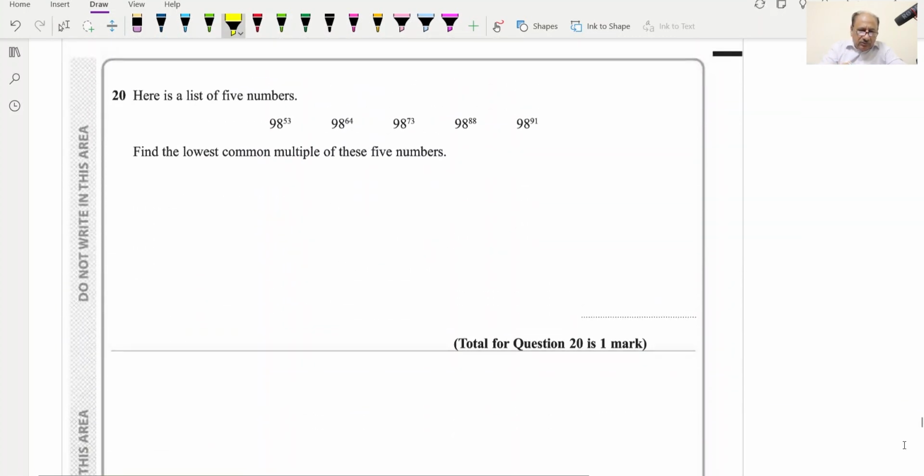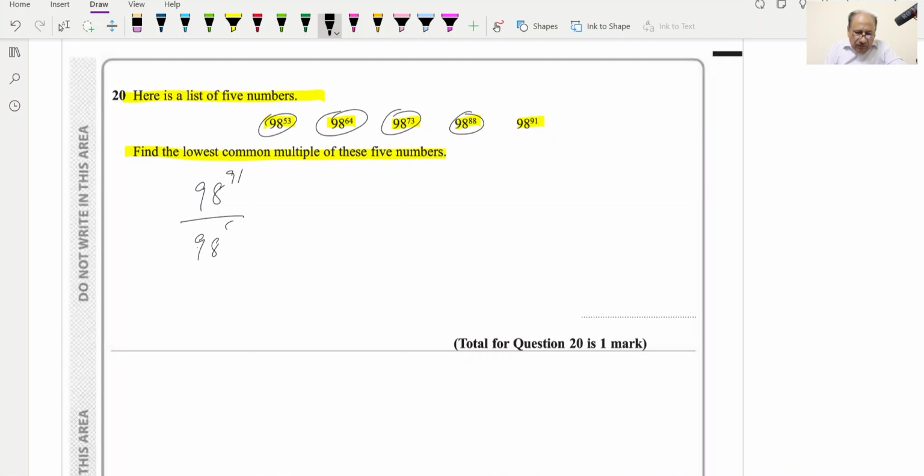Now this is question number 20. Here is a list of 5 numbers, 1 2 3 4 5 numbers, and find the lowest common multiple of these 5 numbers. So basically we are looking for a number which is divisible by all the numbers, and we know that 98 raised to 91 is divisible by any of these numbers. We can divide 98 raised to 91 by these numbers, or like for example 9, I will divide by 1 just to show, and the same we can do for anything.